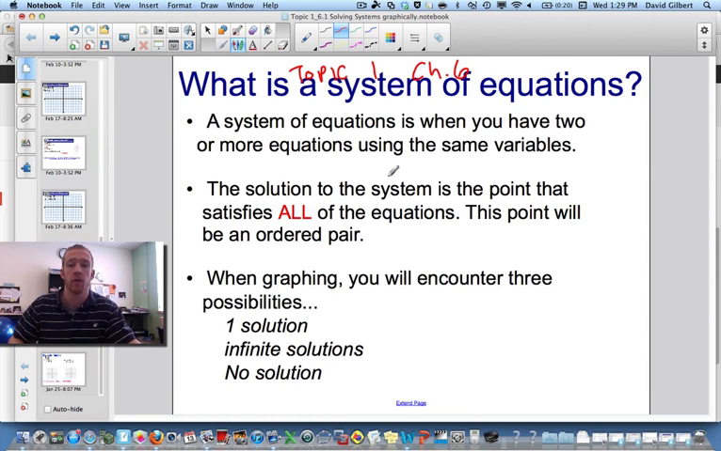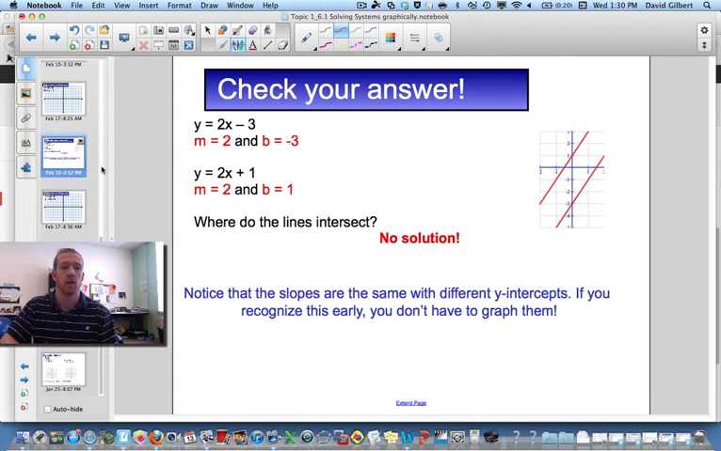Alright, so first way we're going to do this is by graphing, and you'll see not just when graphing, but actually on all the methods, there's three possibilities. You can have one unique solution, you could have an infinite number of solutions, or no solution at all, just like when we're solving equations.